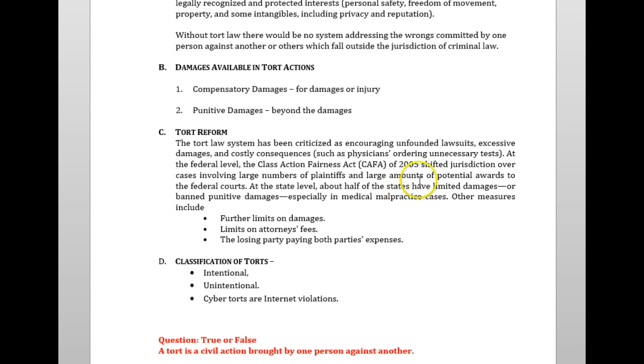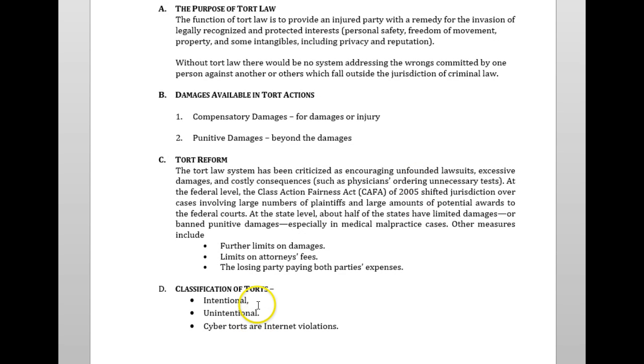So there are classifications of torts, and I've got three of them here. There are some special classifications we'll look at later on. The first one is intentional. Then there's unintentional, which is actually negligence. And then we'll look at cyber torts, which is a relatively new field, still developing, a little bit harder to handle than the intentional or the unintentional.